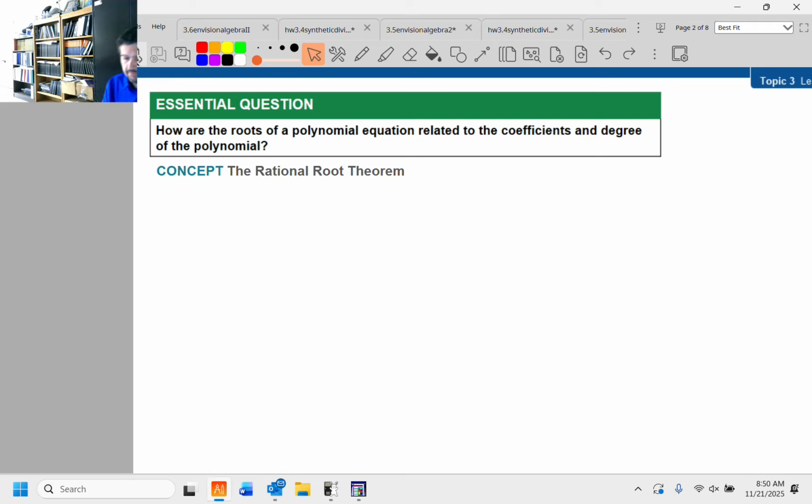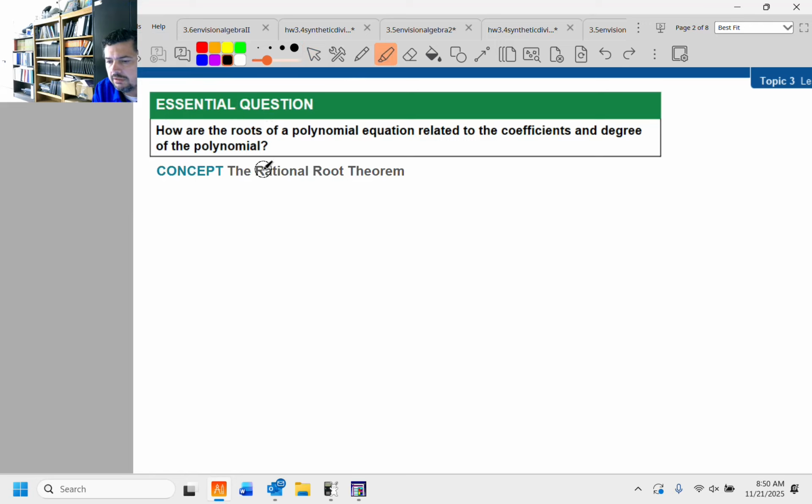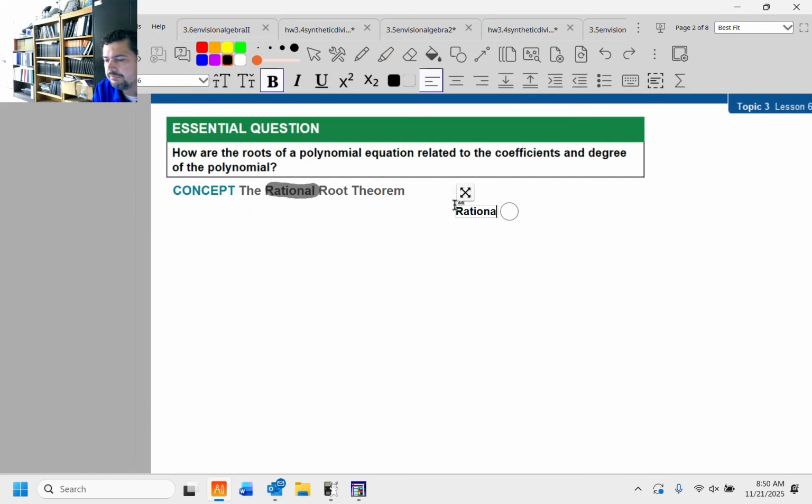All right, we have a concept here. It's called the rational root theorem. Well, first off, it's got that word rational in it. Maybe you can hear me over the room next door, I don't know. Anyways, what is a rational number? Probably don't know, to be quite honest with you.